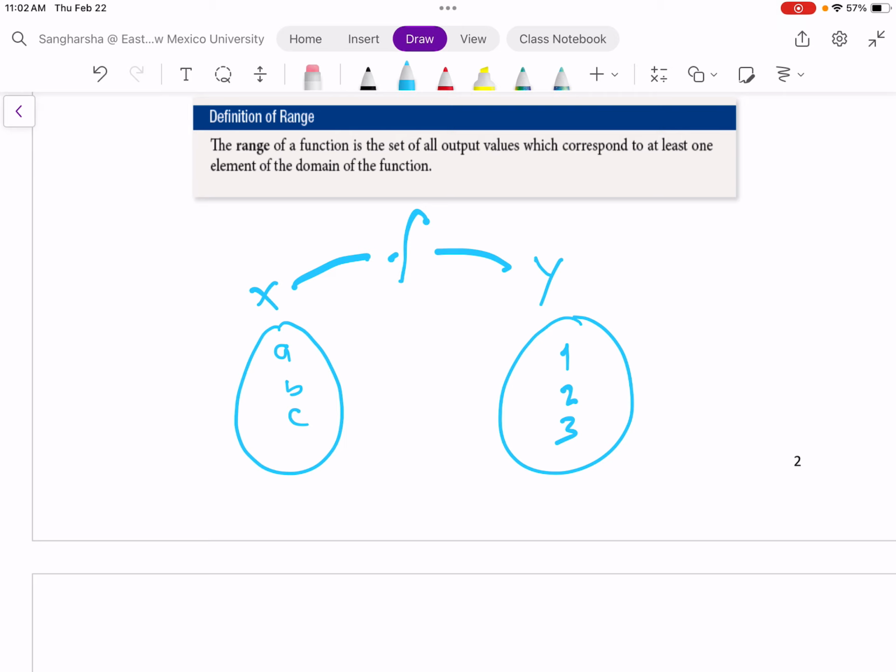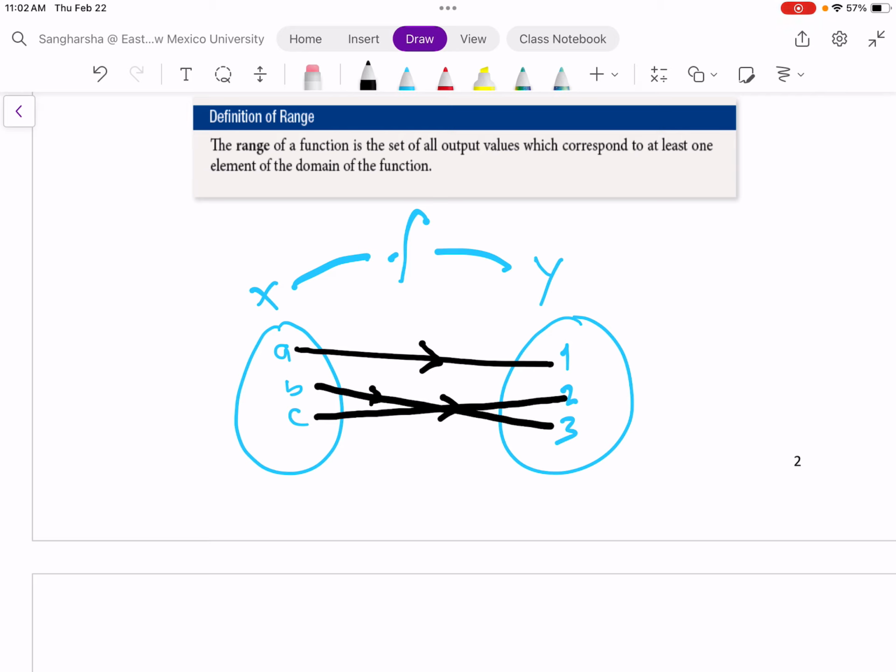So if f is a function from set X to set Y, then every element from set X has to correspond to exactly one element from set Y. So to be a function, A has to correspond to exactly one element. Let's say it corresponds to 1. C has to correspond to exactly one element. Let's say it corresponds to 2, and B has to correspond to exactly one element, and let's say that's 3. So here every element from the first set corresponds to exactly one element from the second set, and if this is the case, then we have a function.